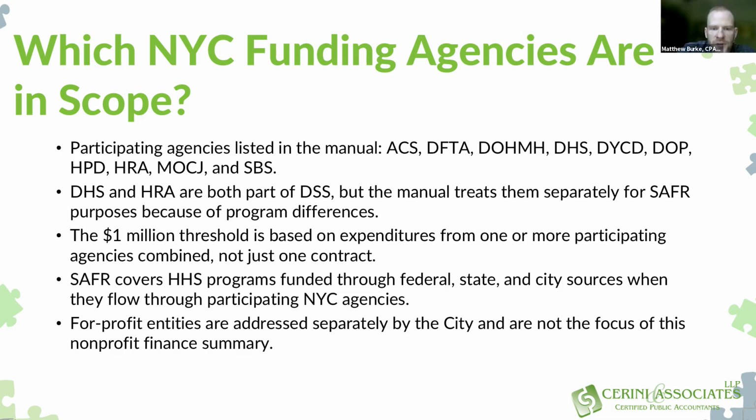The $1 million threshold is based on expenditures from one or more participating contracts combined, not just one individual contract. And it covers those that also receive money passed through federal, state, and city sources. So that's important to note too. Similar to the federal requirements, pass-through dollars are what matter as well. It's not just what comes directly from the source. For-profit entities are addressed separately, not the focus of this.